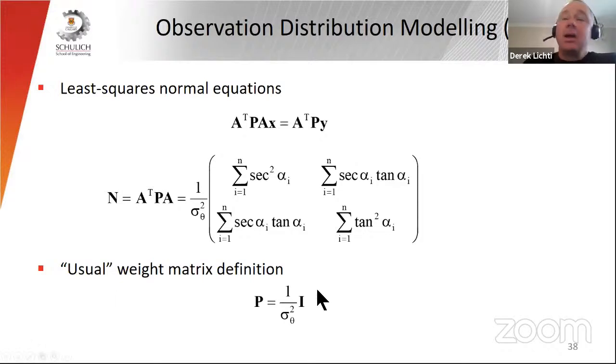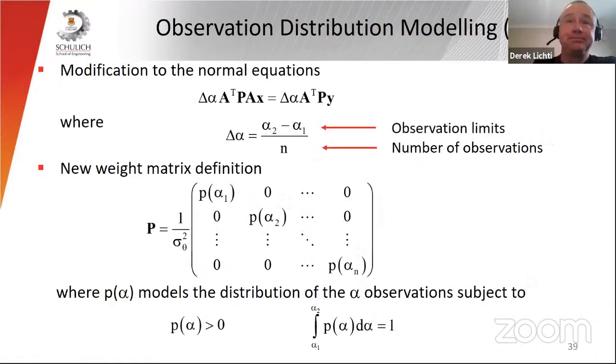Okay. In constructing this, we've defined a weight matrix, which is just a scalar matrix, which is very common, where we have a common variance for the horizontal direction observations. So the weight matrix is 1 over sigma squared. What we're going to do now is modify this. So this is basically least squares. We're going to modify this in 2 ways.